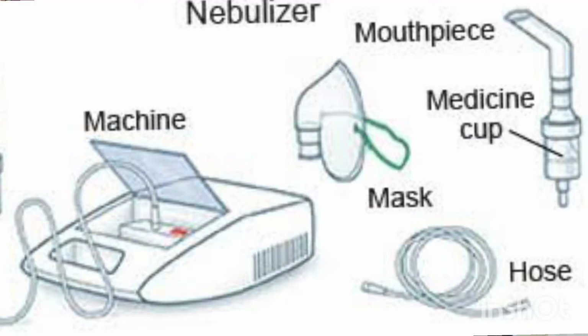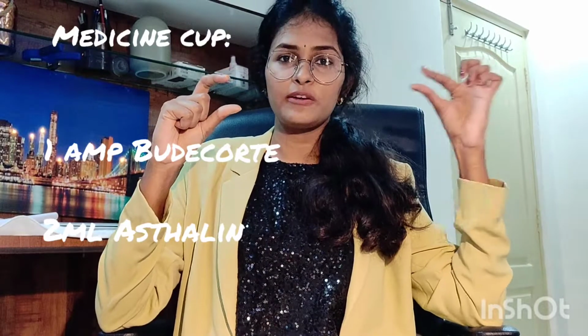You have the medicine cup in the nebulizer, and in the medicine cup you fill 1 bottle of budesonide, that is a corticosteroid, and 2 ml of Asthalin, that is salbutamol. Both of them: 2 ml salbutamol and 1 bottle of budesonide. You mix it and put it in the medicine cup, switch it on, put him on inhalation for 15 minutes, and then he is well and good to go. Send him home. That's it.